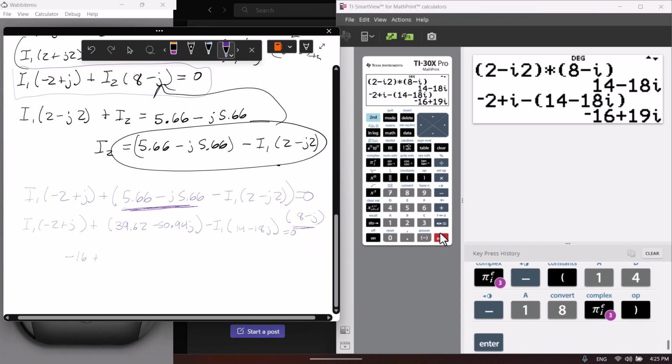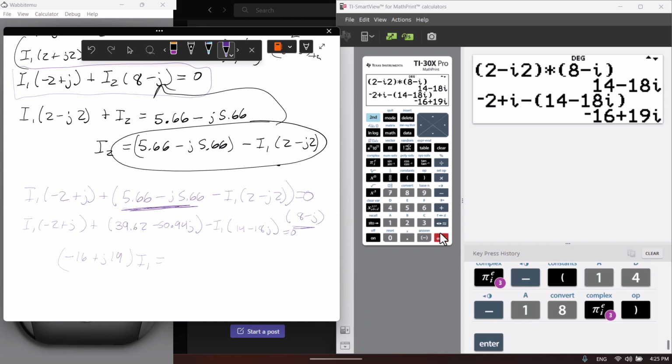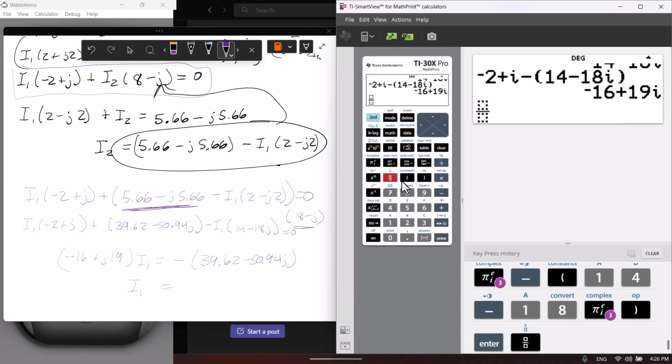And now I'll take minus 2 plus j minus 14 minus 18j. Minus 16 plus j19 I1 equals minus 39.62 minus 50.94j, where I1 equals this number. I don't know if it's the projector, but it's really hard to read that up there. Oh, okay. It's the ink color.